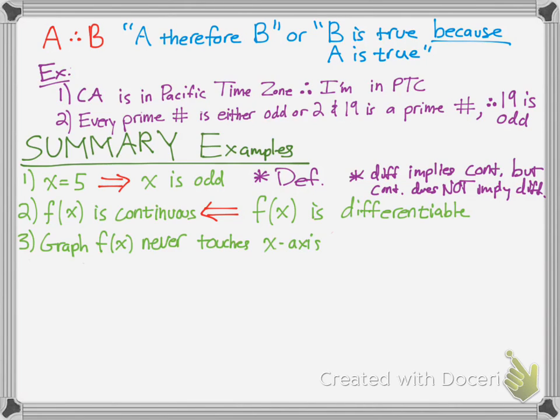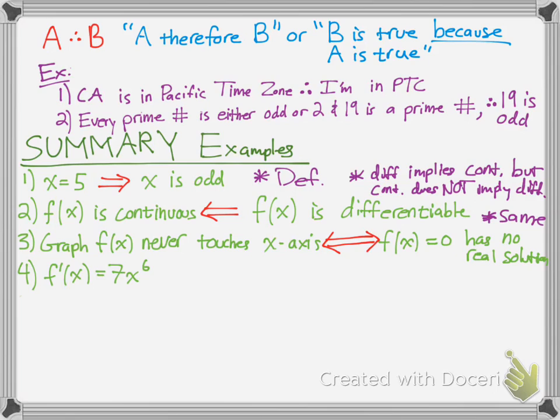Okay, let's do another example. The graph of f of x never touches the x-axis, and you have this other statement, f of x equals 0 has no real solution. What is that saying? Pause the video, think about it. Well, they're saying the same thing. If it doesn't touch the x-axis, then there's no solution. So you would say it's the if and only if condition.